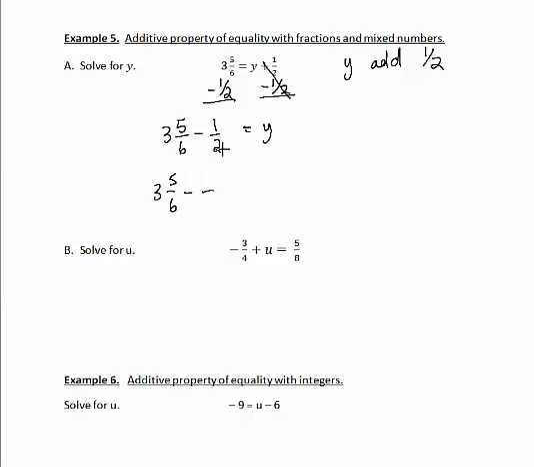But 6 and 2, lowest common denominator is 6. So nothing changes for the first mixed number. And now 1/2 would simply translate to a 3/6. And again, we're simply working with the left-hand side. 3 and 5/6 minus 3/6 would give us 3 and 2/6, which can be simplified to 3 and 1/3. And so this is what our solution is. Y equals 3 and 1/3.